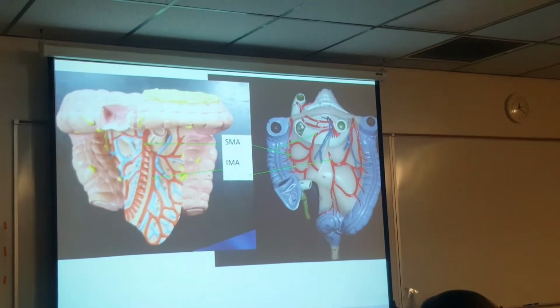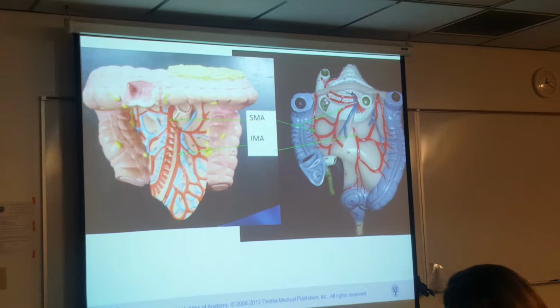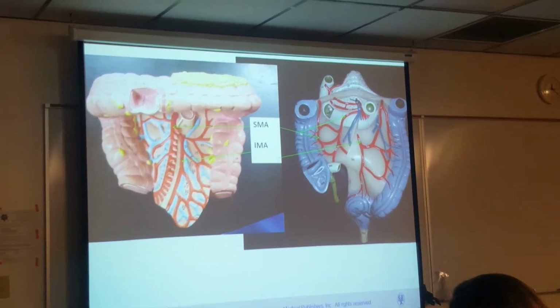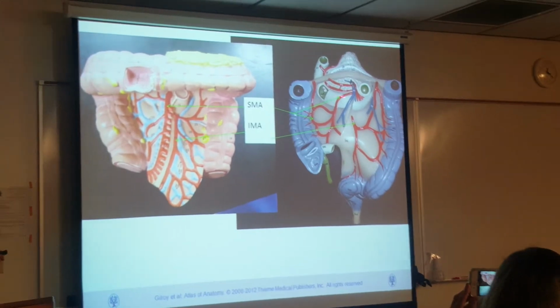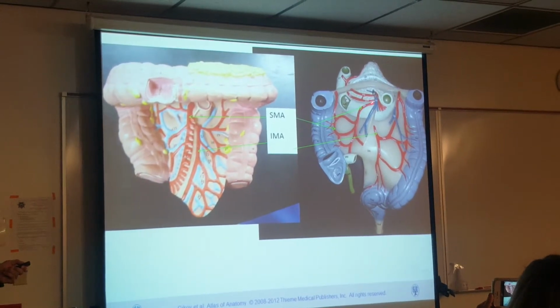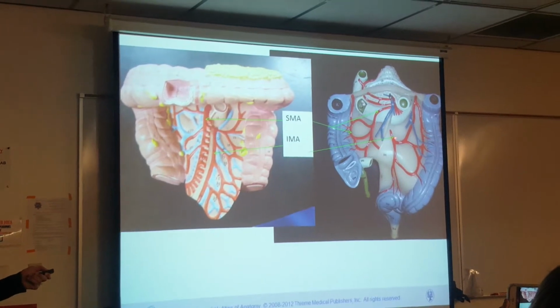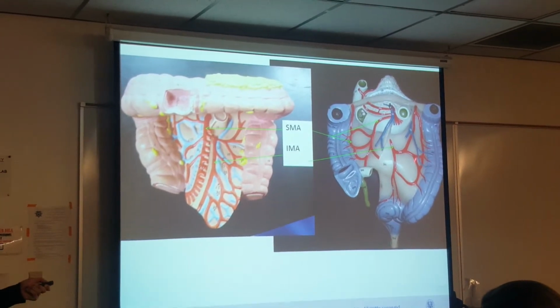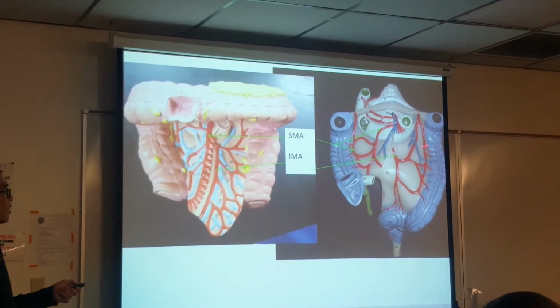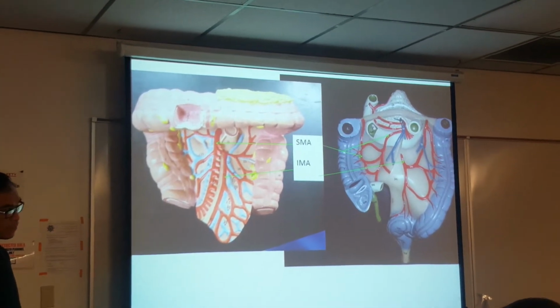So here are the two colons of the two different torso models we have. And on this one, we can see a full view of the duodenum. So we can see the vessels going over it. This is the superior mesenteric artery, there's the inferior mesenteric artery. And we can see some of the branches going to the ascending colon there and the descending colon there, each for the SMA and the IMA.